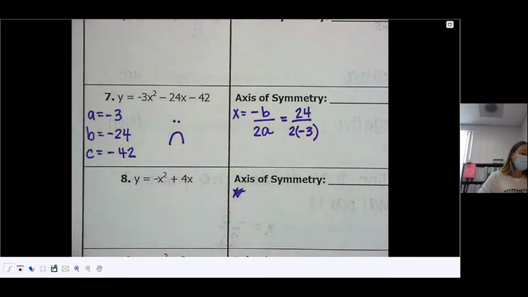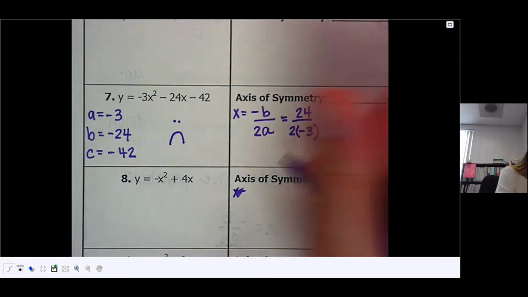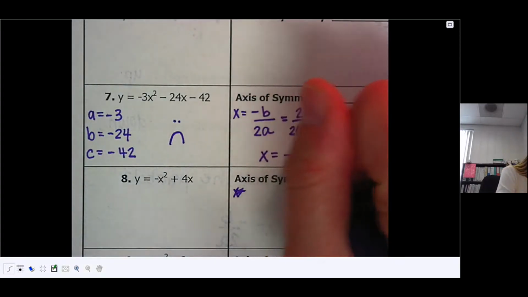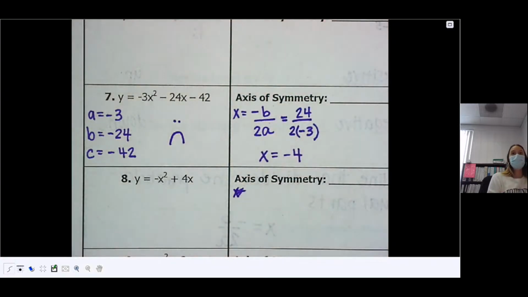So it's 24 divided by negative 6, which gives you what? Negative 4. Good. There's your axis of symmetry. Negative 4. Beautiful.